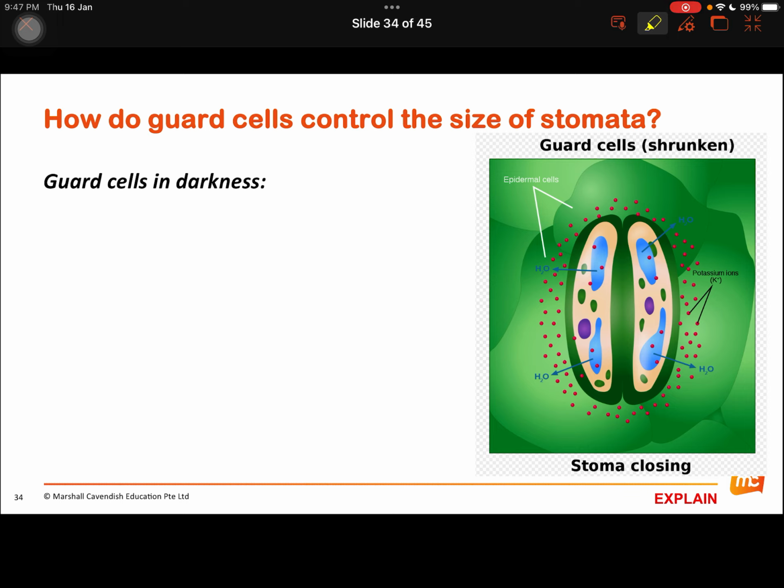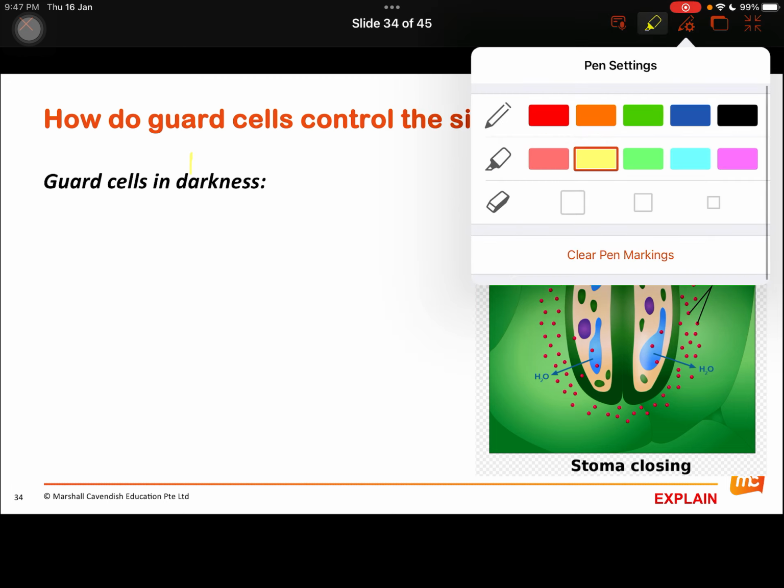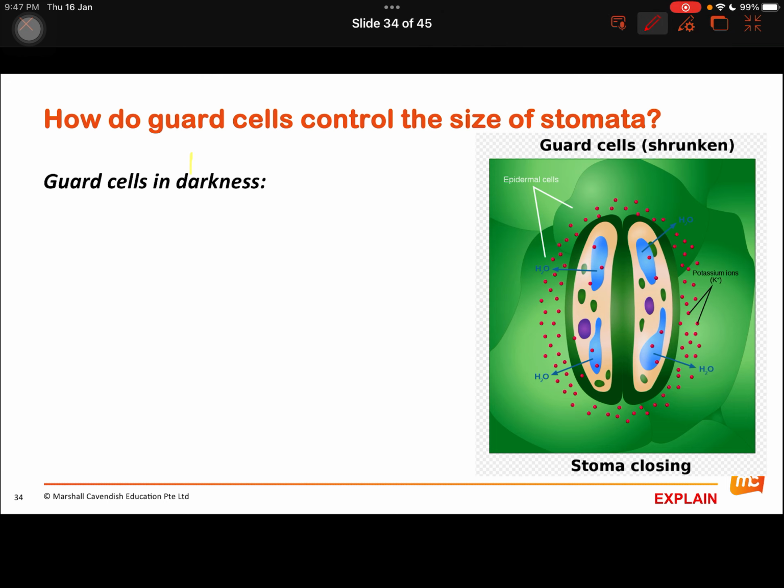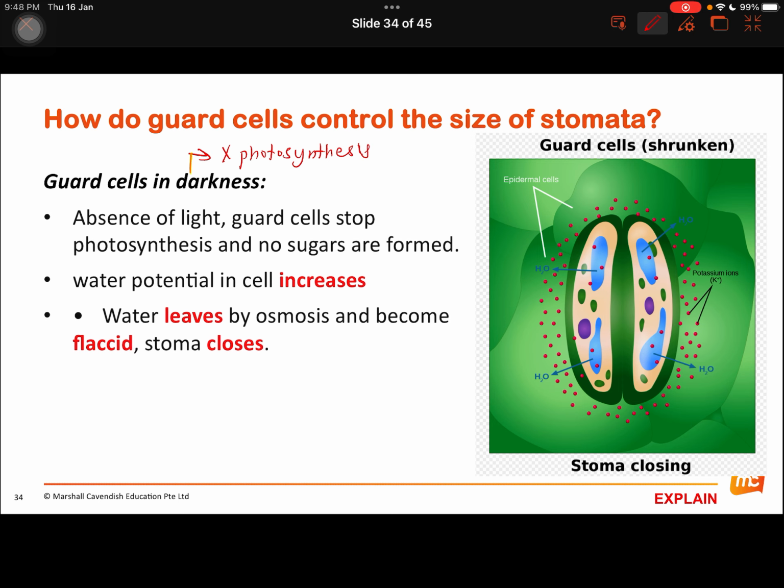So what will happen in the dark? When it is in the dark, the guard cell is not capable of photosynthesizing. Alright, so there is no photosynthesis that can take place inside the guard cell in the darkness. So when there's no photosynthesis, there will be no sugar that will be formed.